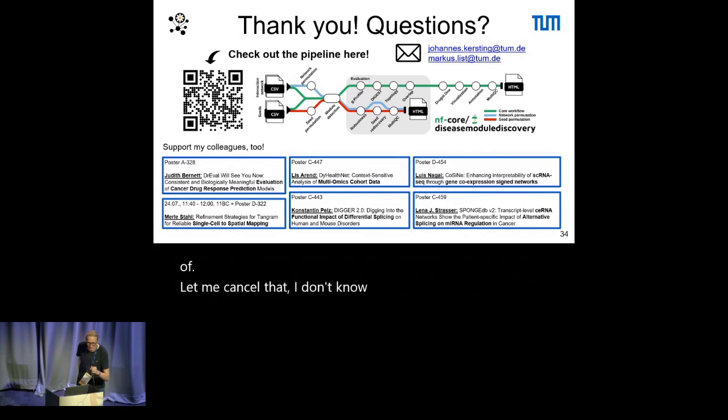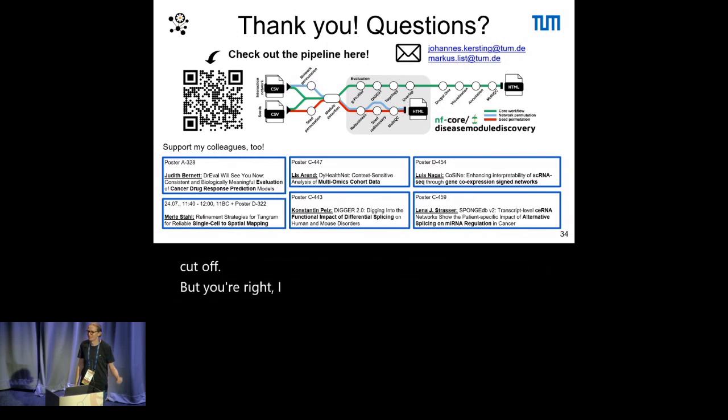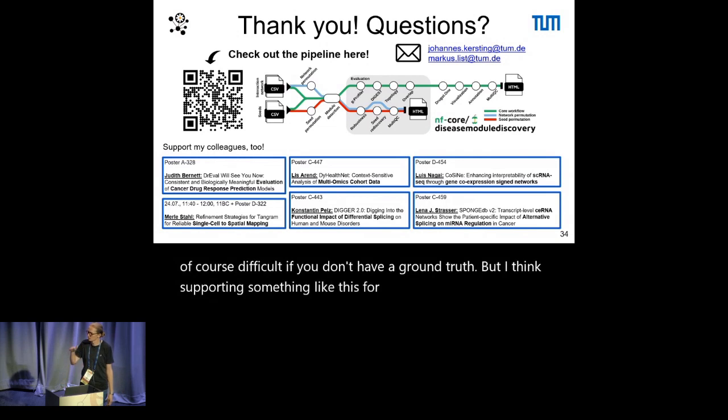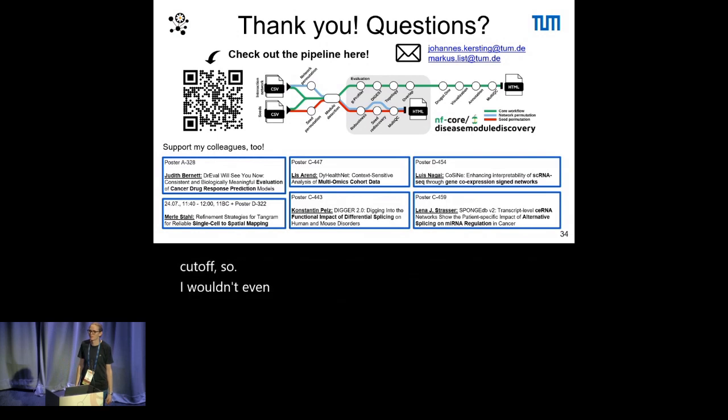I don't know if I would call it wisdom, but you're of course right that there's a difference between continuous scores and binary features. Currently, as you've noticed, we treat everything as binary, and if there is a score, we convert it to a binary feature based on a cutoff. But you're right, precision recall curves are difficult if you don't have a ground truth. But I think supporting something like this for methods that produce continuous scores is a really good idea, because it would also allow you to do hyperparameter training, right? Finding that cutoff. I would need to think about for how many methods that would actually make sense, but it's definitely a good idea.